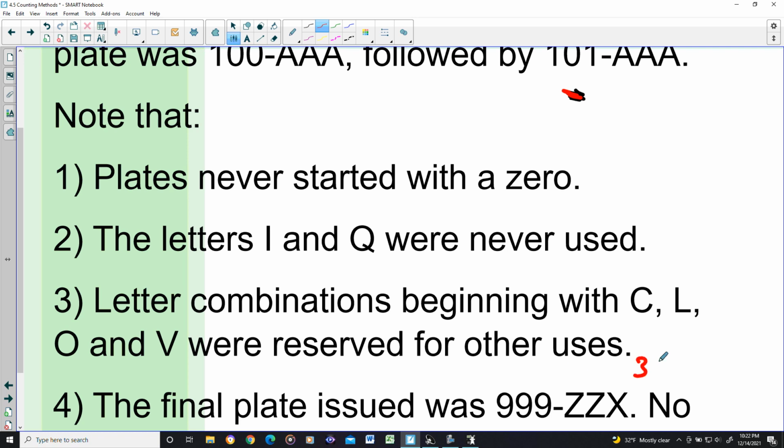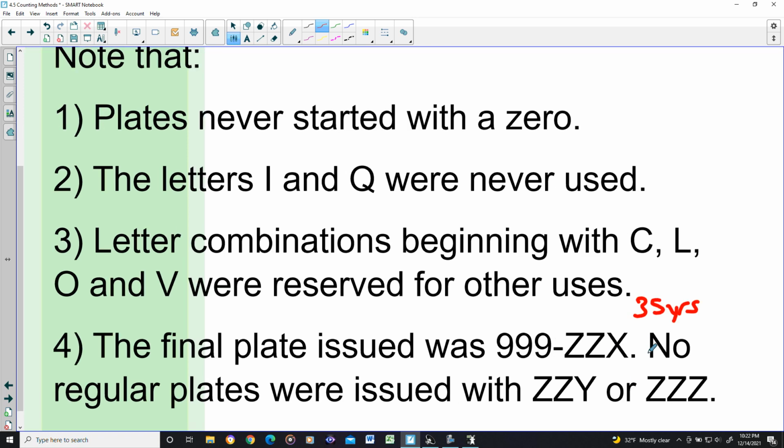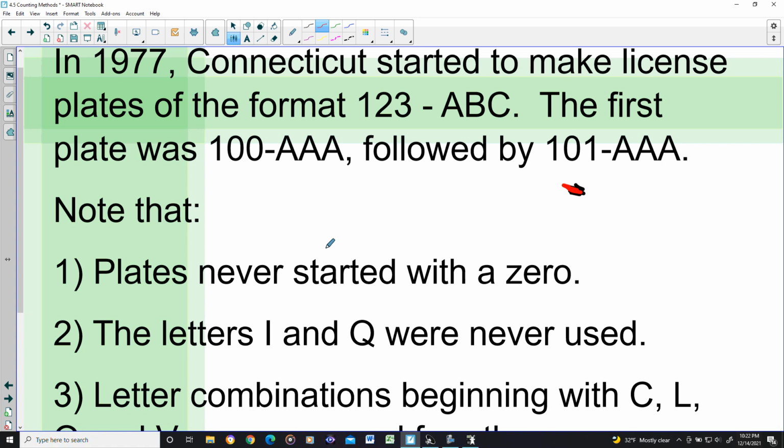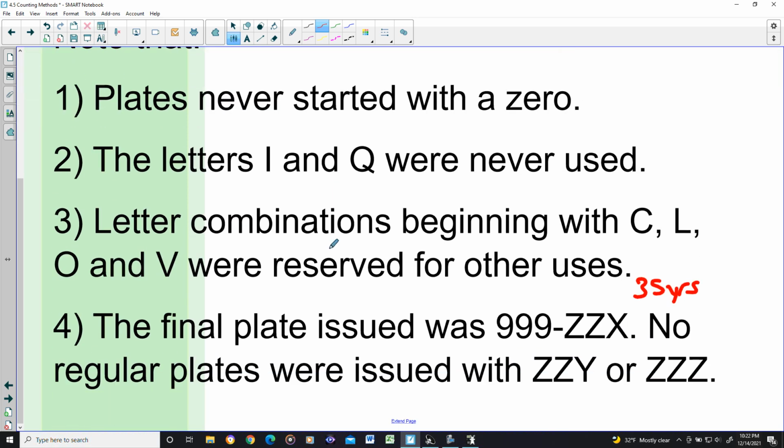It took 35 years to go through all these combinations, and it seems like there'd be a lot of combinations. So let's figure out exactly how many there were. Here are a few things. Number one, plates never started with 0. The letters I and Q were never used. They look too much like ones and zeros, or Q looked like O from far away. Letter combinations beginning with C, L, O, and V were reserved for other uses. O actually was never used.